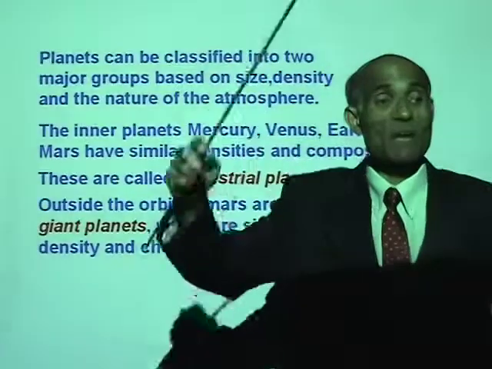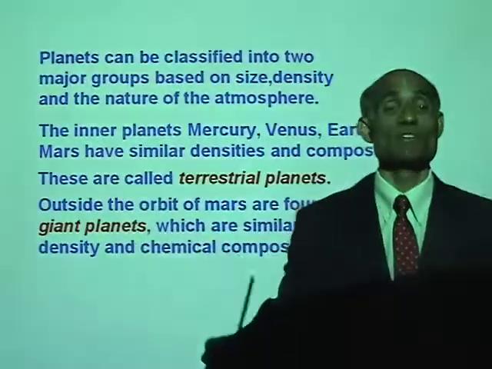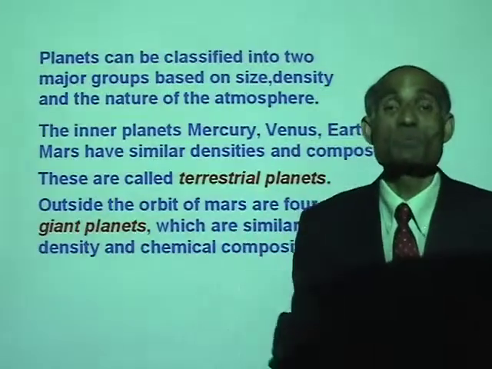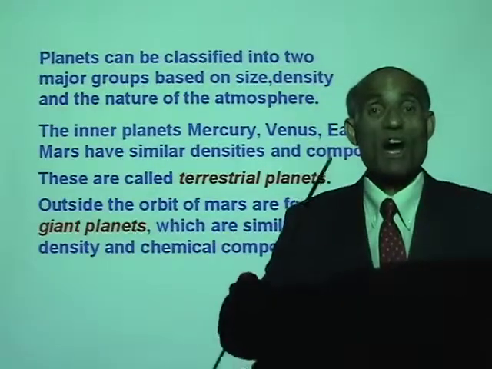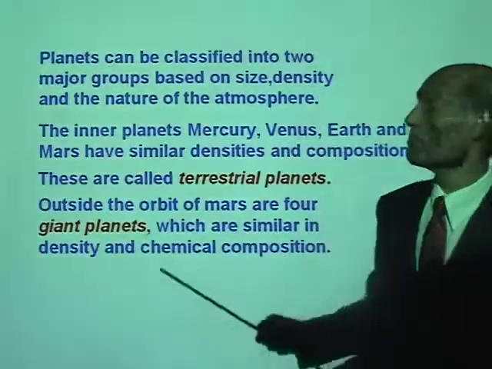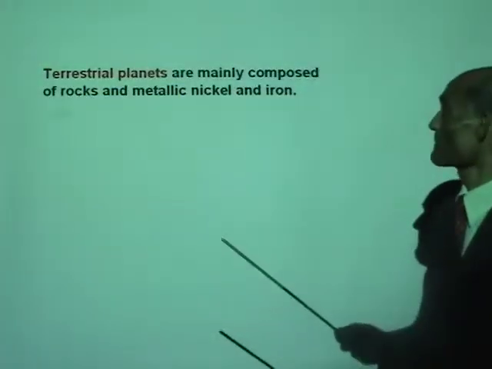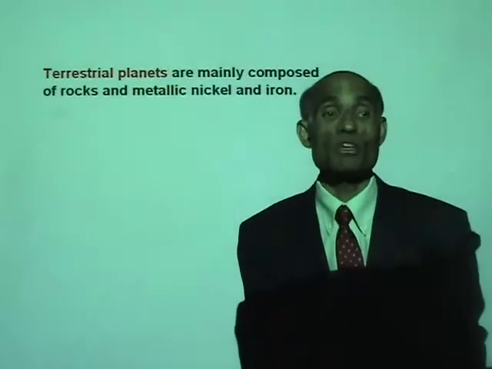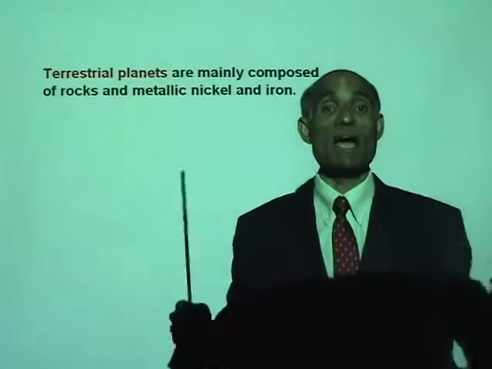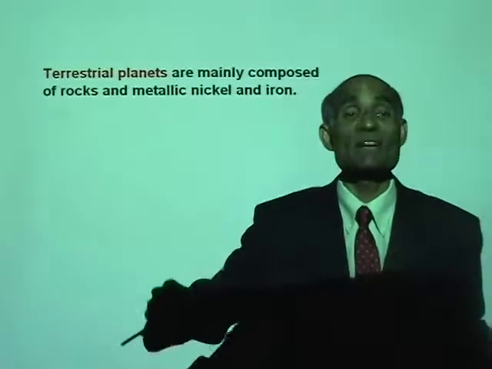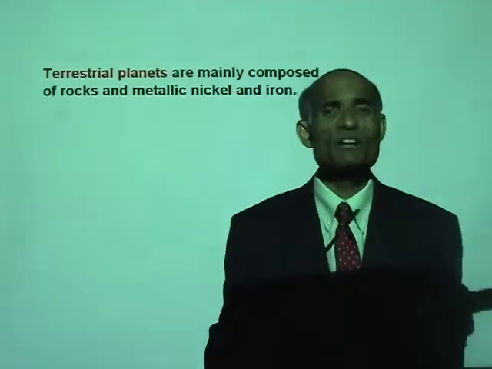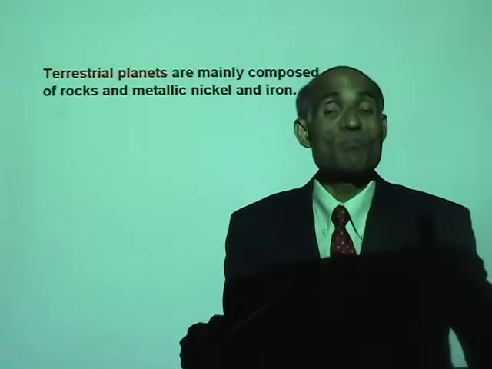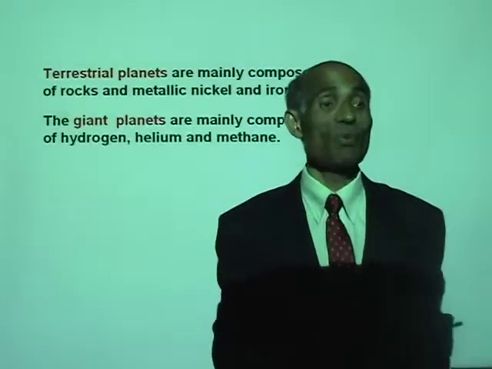Outside the terrestrial planets, you have the giant planets. Now, you understand why they are now called giant planets. Because Jupiter, Uranus, and Saturn are really very big compared with the terrestrial planets. Now, terrestrial planets are mainly composed of rocks and metallic nickel and iron, and that is what gives them higher density. Average density of Earth is about 5.3 gram per milliliter. It's about 5.3 times the density of water.